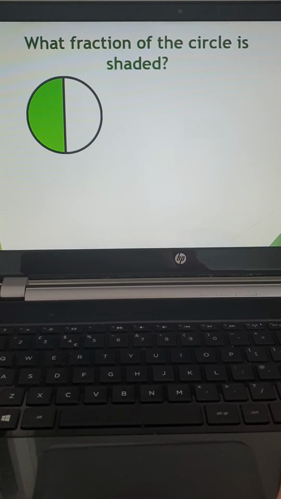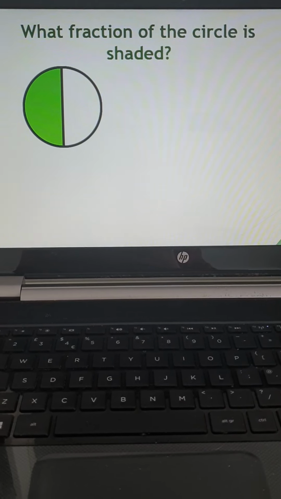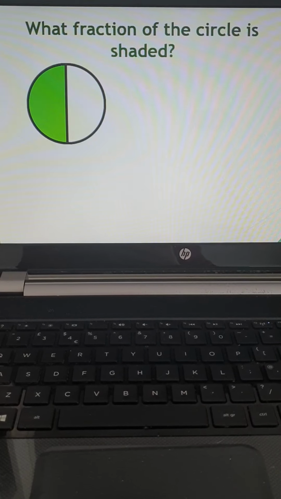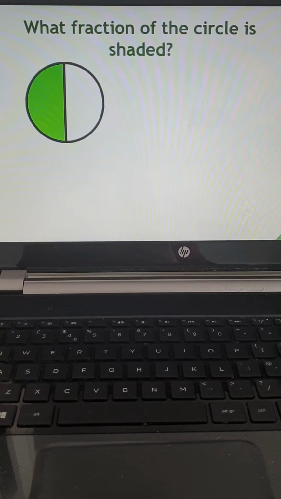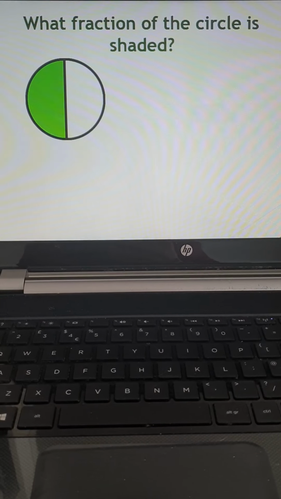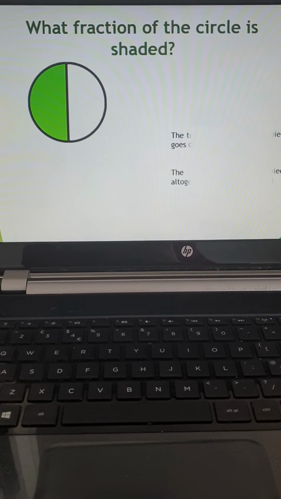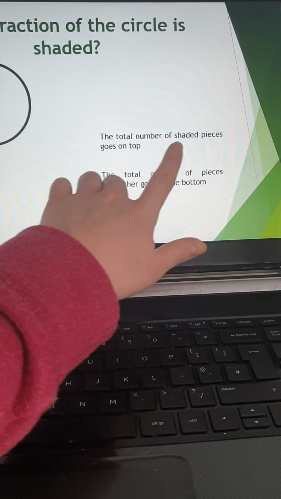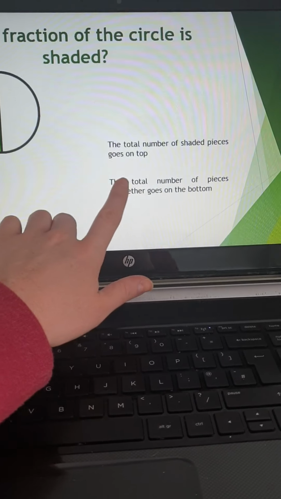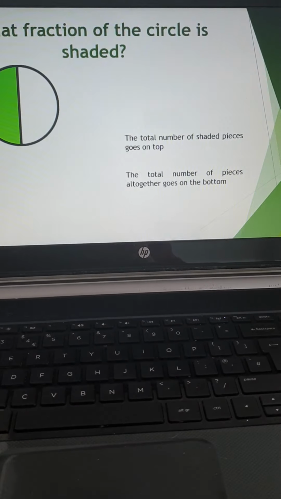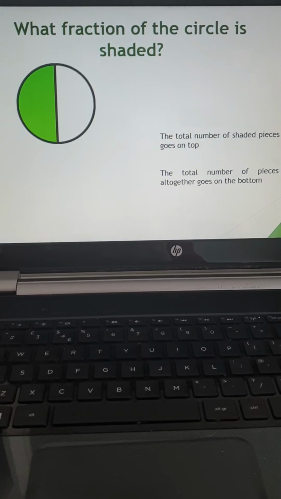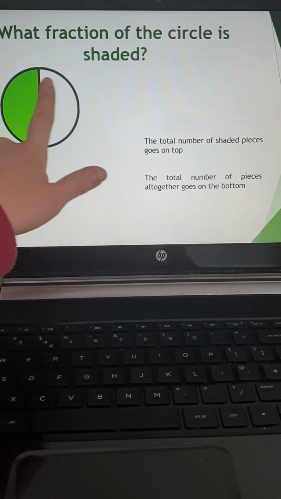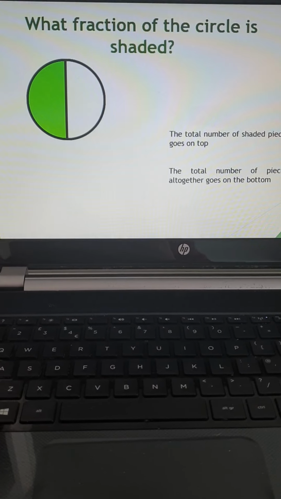Okay. So, what fraction of the circle is shaded? Now, I'm sure lots of you can tell me right now what fraction of the circle is shaded, but let's go through it so that we're learning and revising fractions, okay? So, first thing we need to remember is the total number of the shaded pieces goes on the top, and the total number of pieces altogether goes on the bottom. So, when we were writing our fractions, we used to kind of start with the bottom. So how many pieces in total are there?